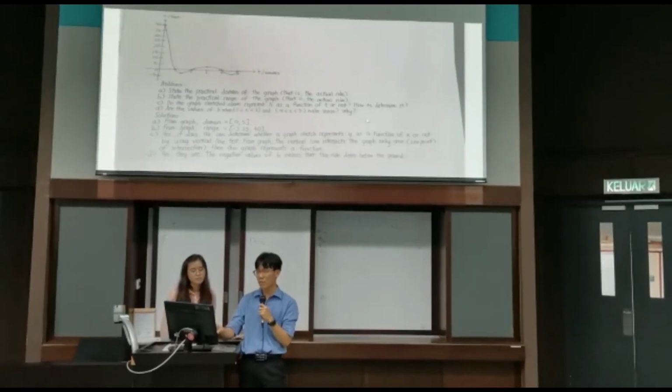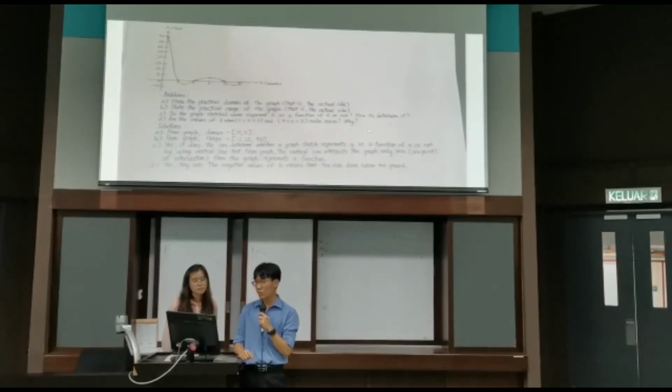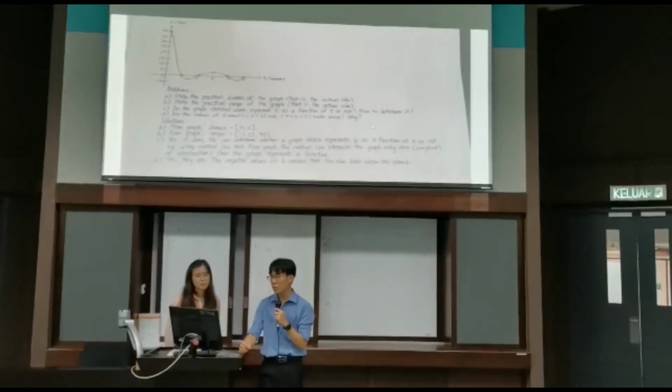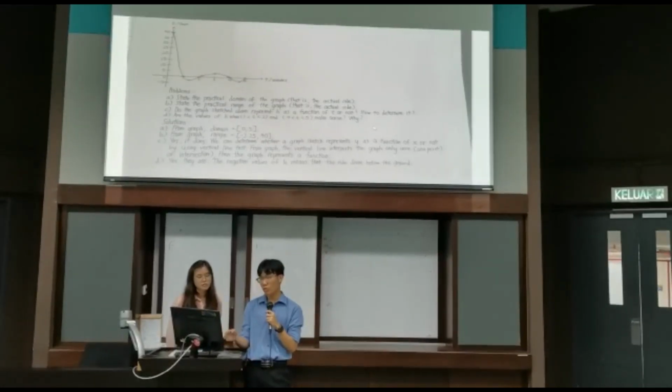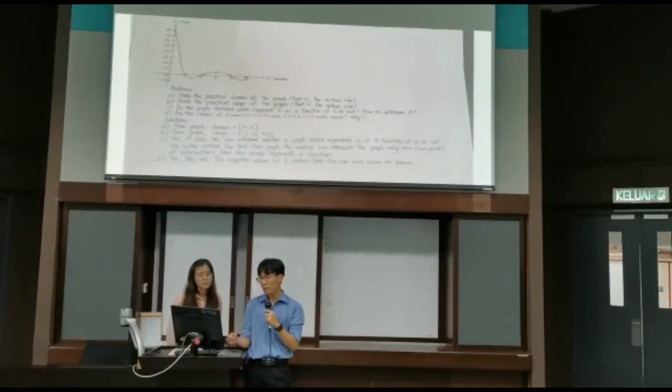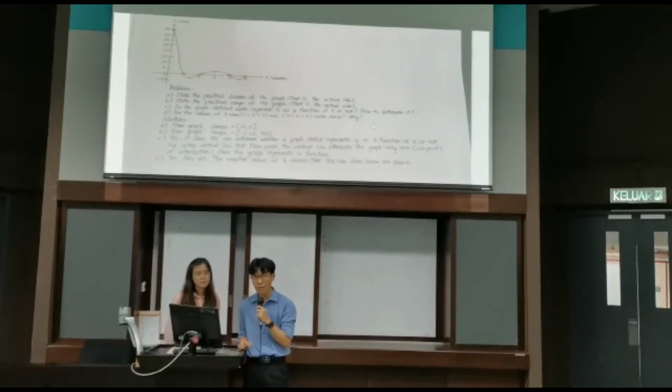And the last problem is, do the values of h when t is between 1 and 2 and t between 4 and 5 make sense? Why? The solution is, yes, they do. The negative value of h means that the ride dives below the ground.